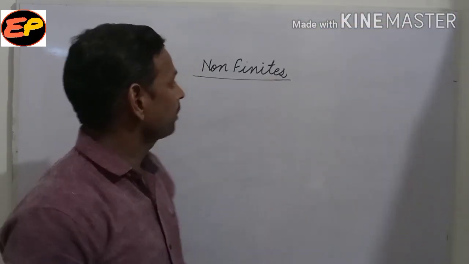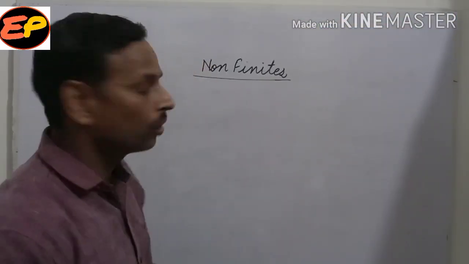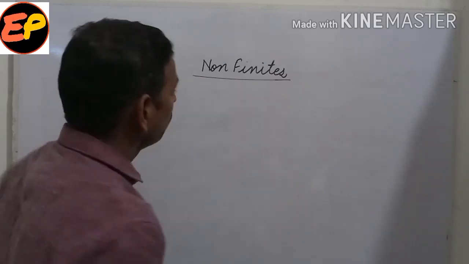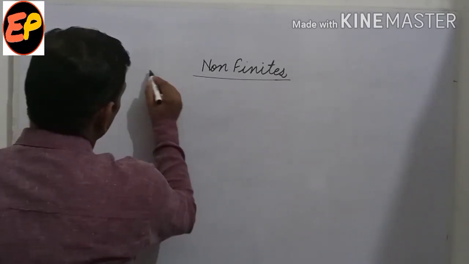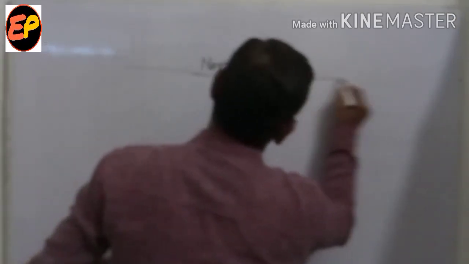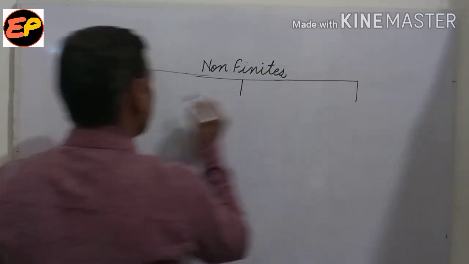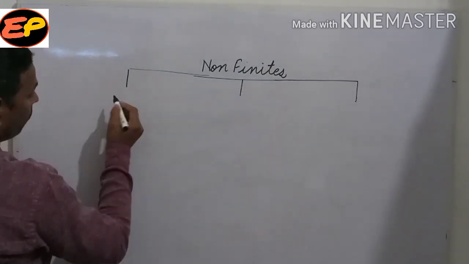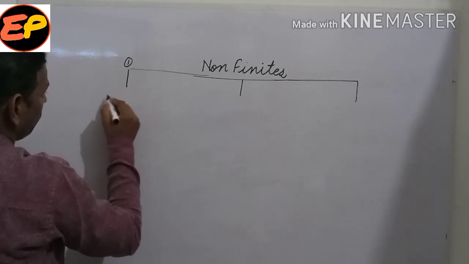Now you must understand how many types of non-finites there are. There are three kinds of non-finites. Let us see what the three kinds of non-finites are. The first kind of non-finite is the infinitive.